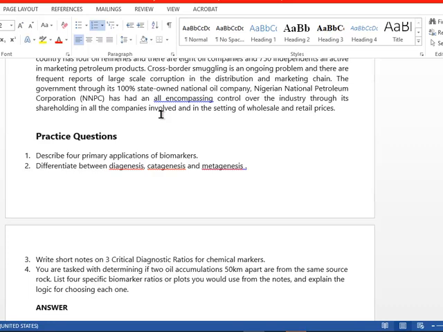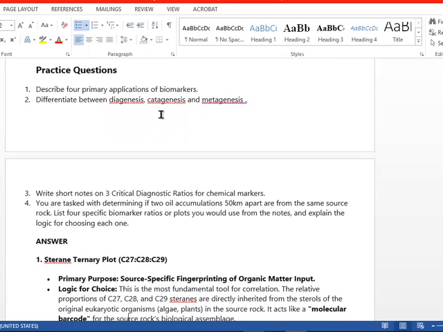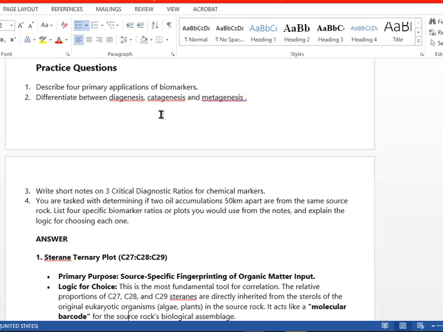So we have two oil accumulations 50 kilometers apart, and you're wondering, are they from the same rock? How can you know whether they are from the same rock or not? That is what the question is literally about. So what is the first analysis you need to do? One, you do the sterane ternary plot where you check for C27 steranes, C28 steranes, and C29 steranes.